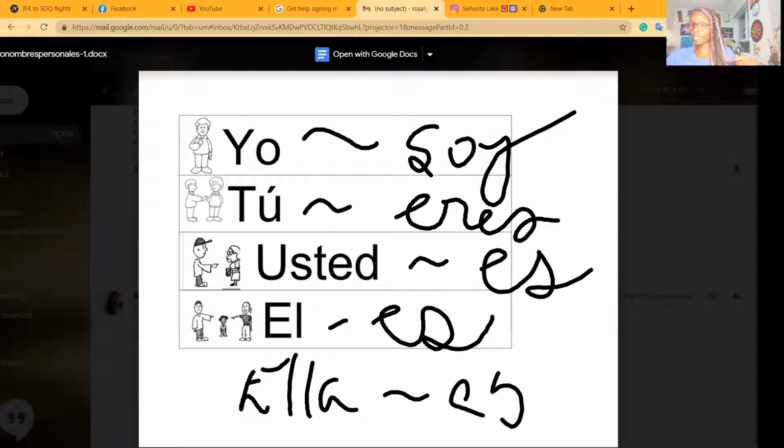So el verbo to be en español va así. Yo soy, remember this is only singular. Yo soy, tú eres, usted es, él es, ella es.